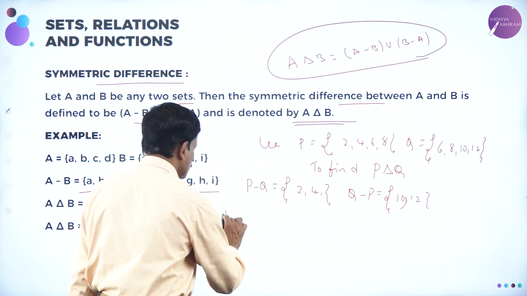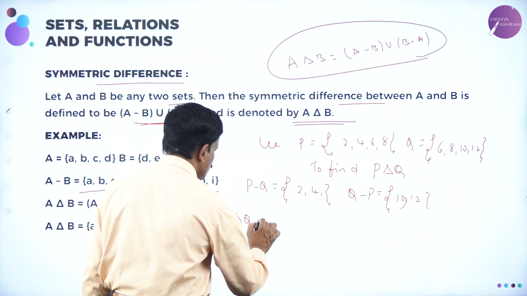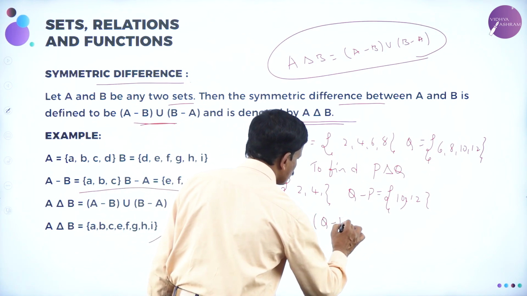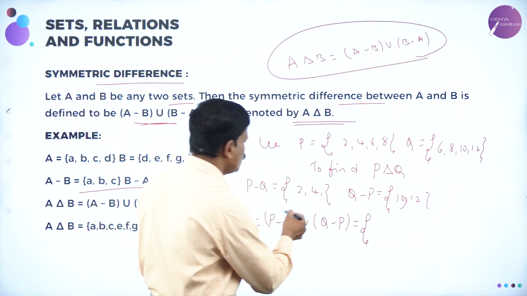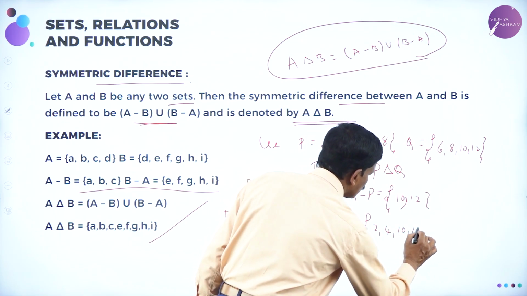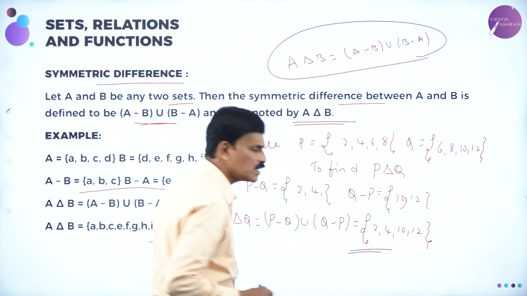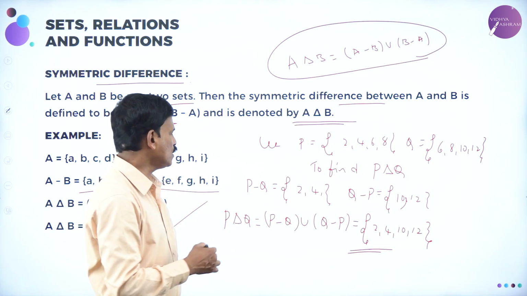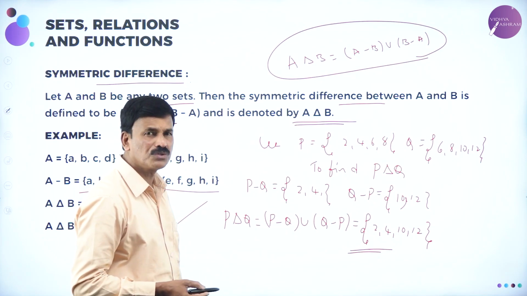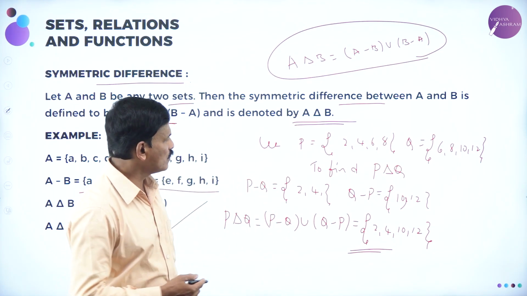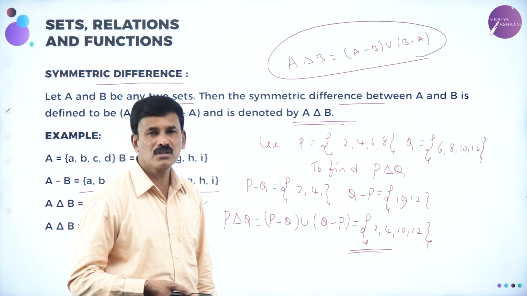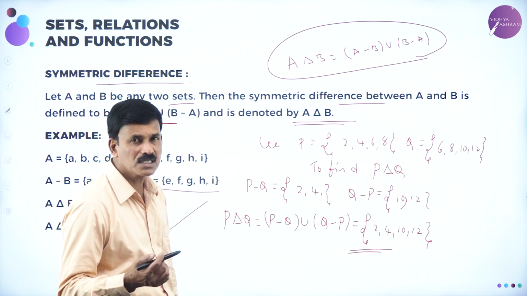Now, the symmetric difference between these two, P delta Q, is equal to P minus Q union Q minus P. That's it. The union of these two, 2, 4 and 10, 12, is the symmetric difference. So the union of P minus Q and Q minus P gives the symmetric difference, that is equal to 2, 4, 10 and 12. If you observe carefully in these two examples, except the common elements, all the elements come under the symmetric difference, right.